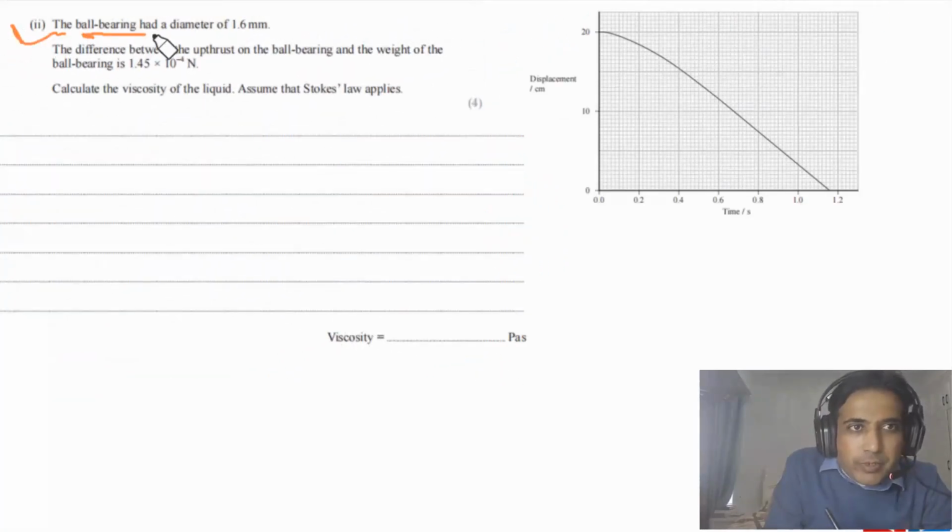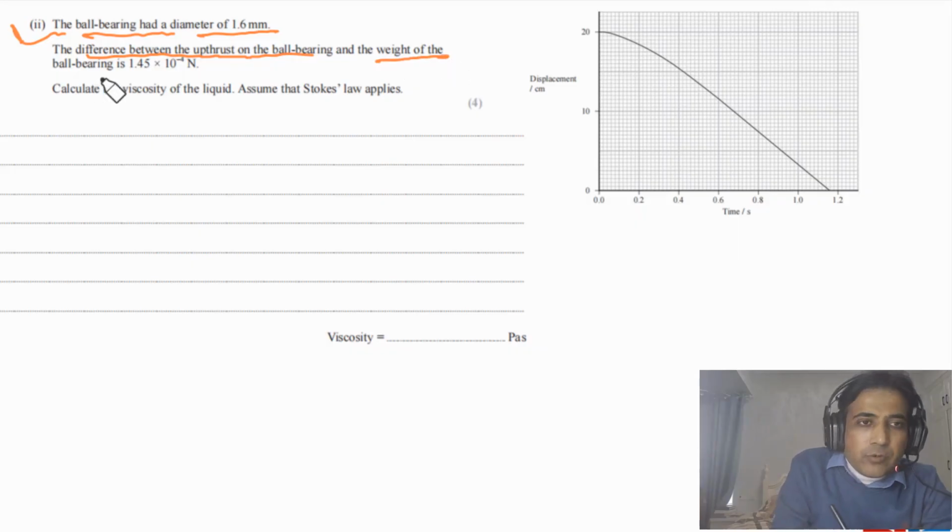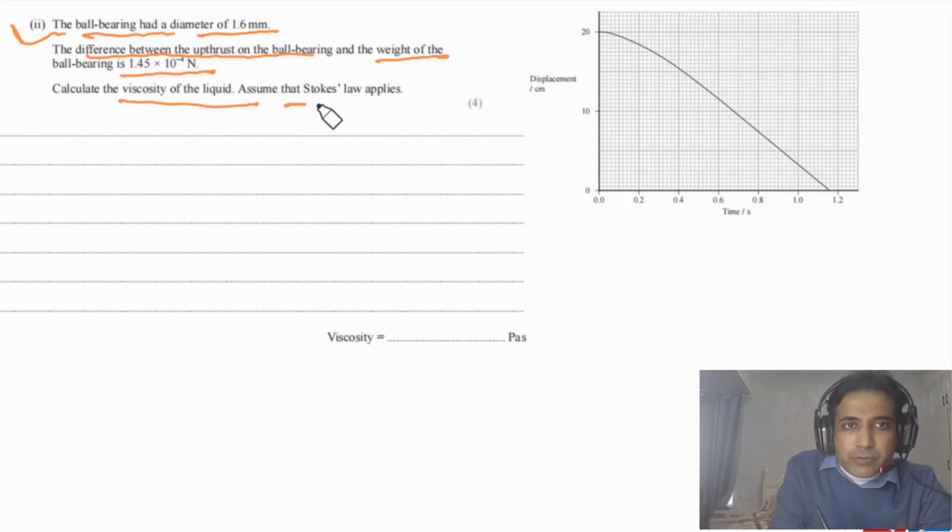Second part says the ball bearing had a diameter of 1.6 mm. The difference between the upthrust on the ball bearing and the weight of the ball bearing is equal to this. Calculate the viscosity of the liquid. Assume that Stokes' law applies. So we need to apply Stokes' law for this question.